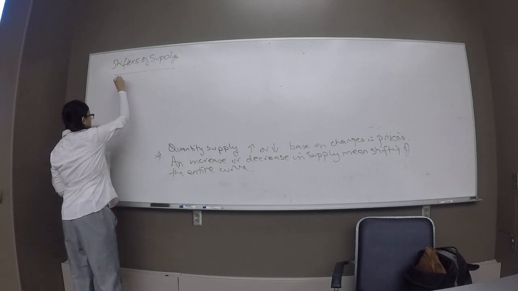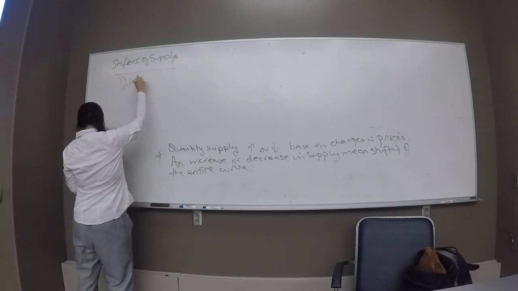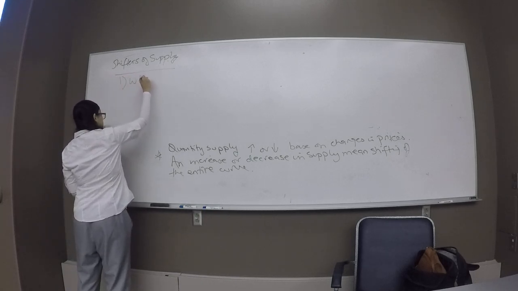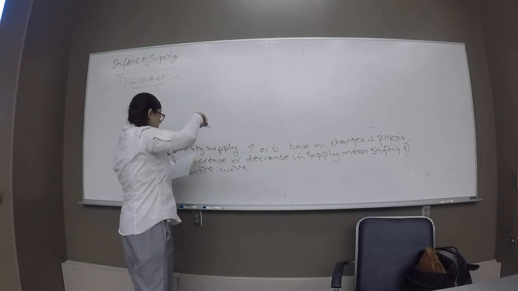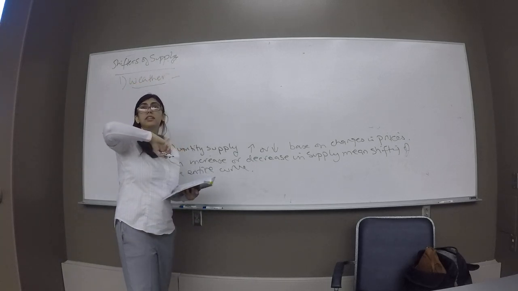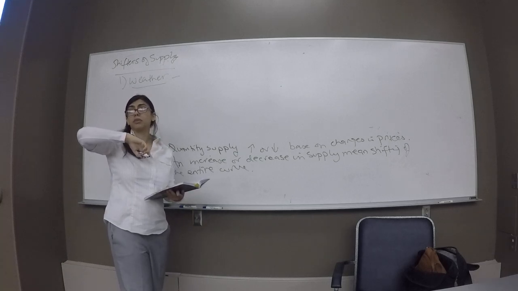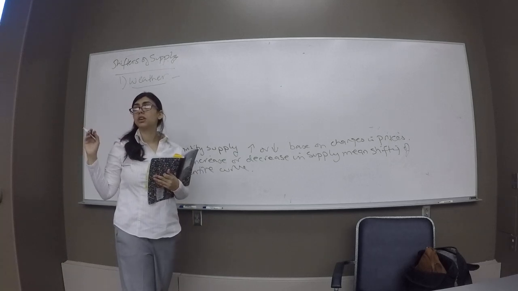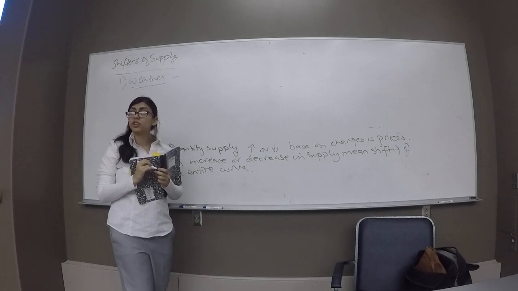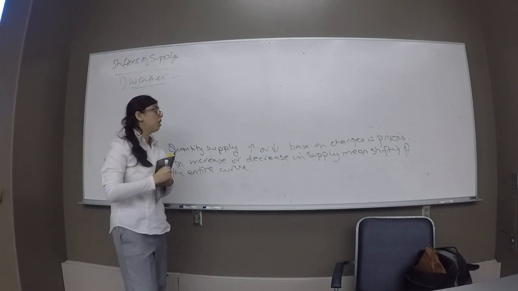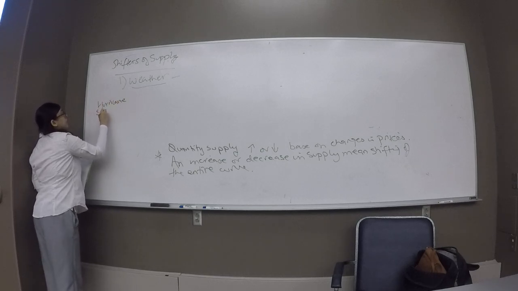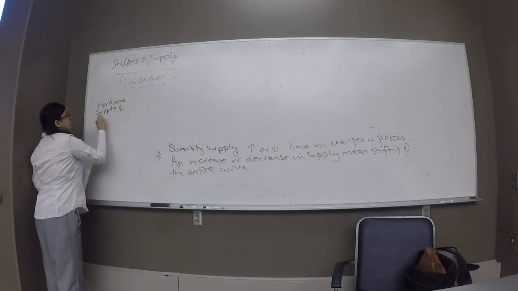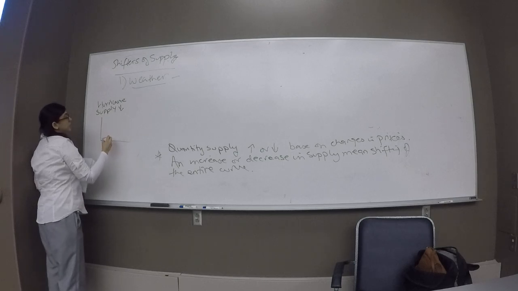number one, weather. So let's say that you grow crops and there is a hurricane or something and it destroys your crops. What happens? Your supply will decrease. The entire curve, if there is a hurricane, supply decreases. And which way does it decrease?